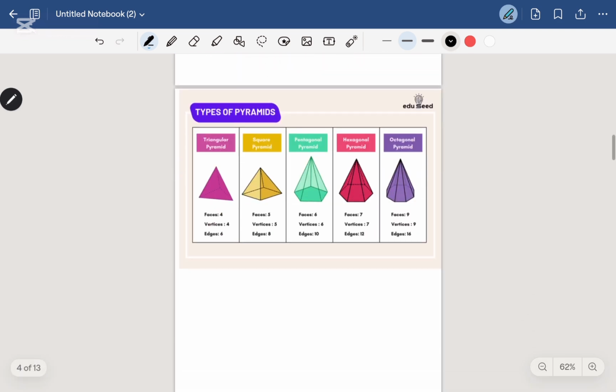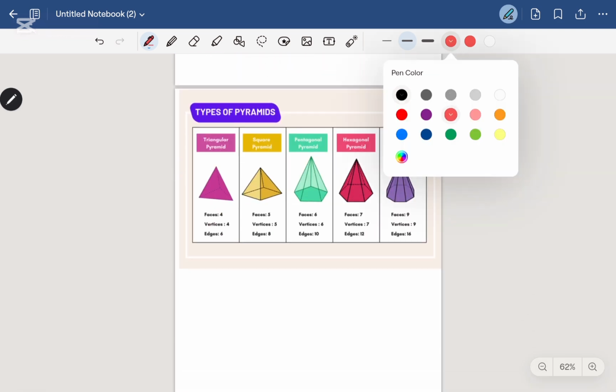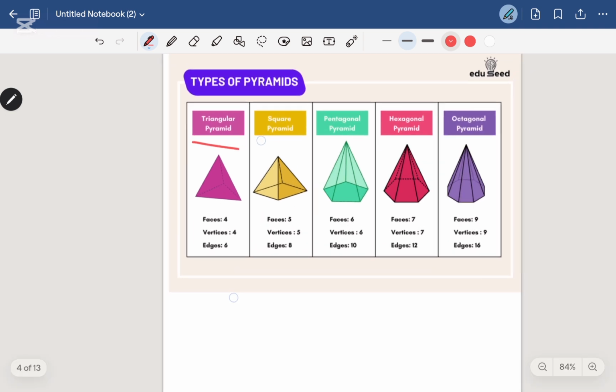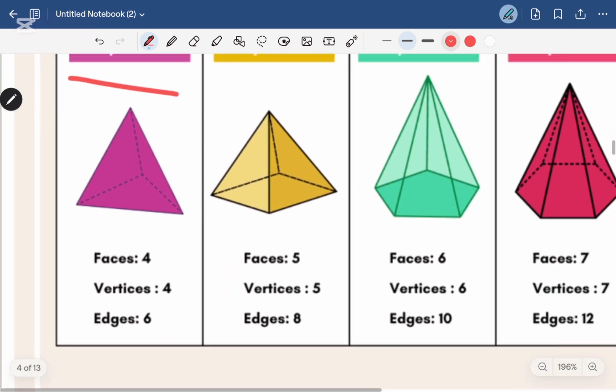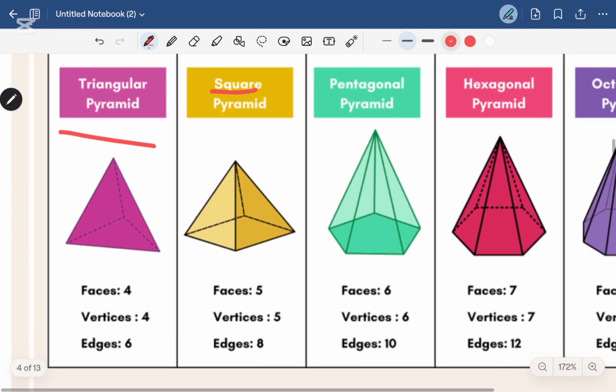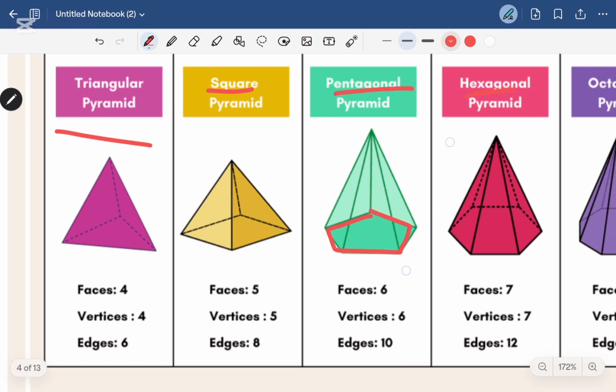We will move on to the types of pyramids. We have many types of pyramids. We have 4 faces, 4 vertices, 6 edges. So this is a triangular pyramid. What does a triangular pyramid mean? A triangular pyramid means that its base is a triangle. Okay? If we move on to a square pyramid, that means its base is a square. A pentagonal pyramid, also its base is a pentagon, hexagonal the same, and whatever.